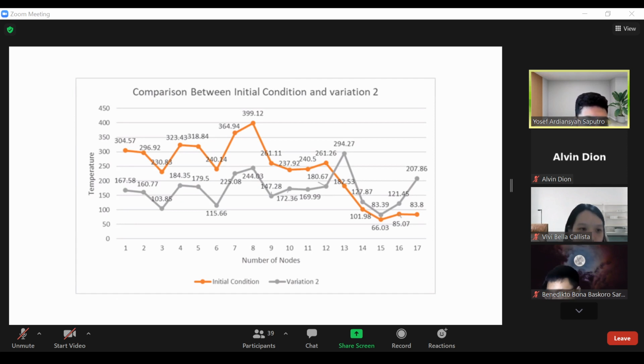On the graph above, the variation of the temperature line is similar to the initial condition temperature line up until node 12. For nodes 13 until 17, the temperature line for the initial condition is lower than the temperature line for the second variation. This is because the bottom surface of the tube is insulated.